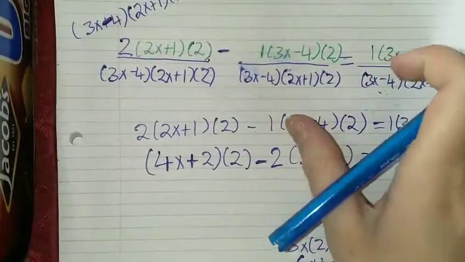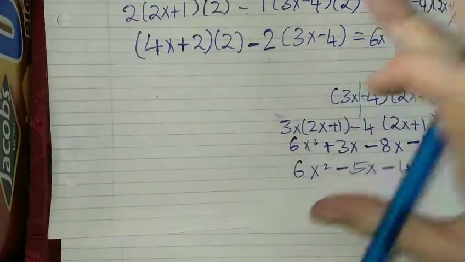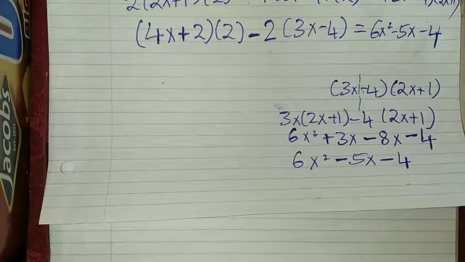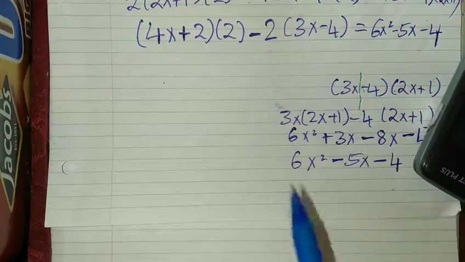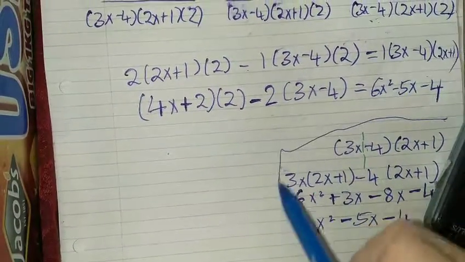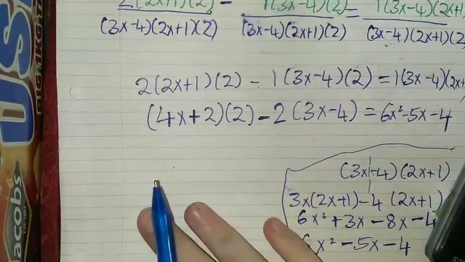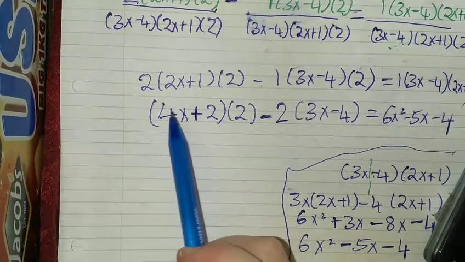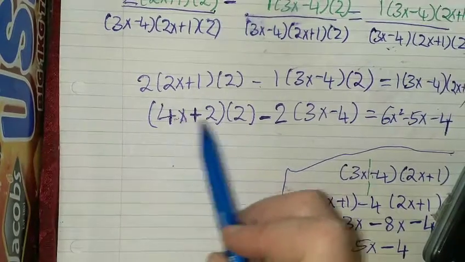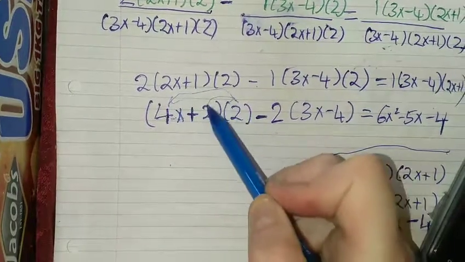So now I might just go on to another page. So this is what I was left with. Now I'm going to simplify. I'll put a box around that to show that it's separate. So if I go on to the next line, I have to multiply my 2 by my 4x and my 2 by my 2.